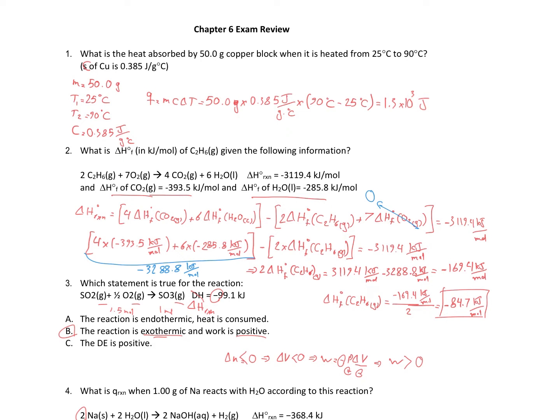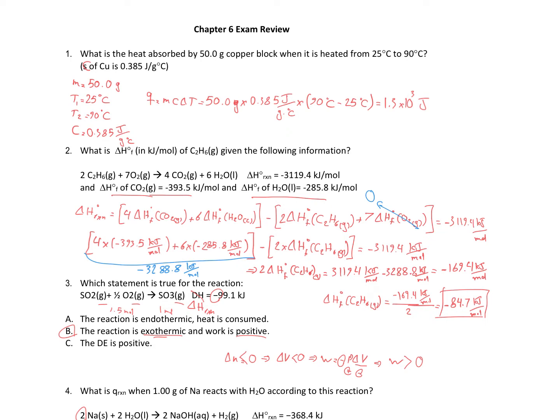So the first question is: what is the heat absorbed by a 50 gram copper block when it is heated from 25 to 90 degrees? So you write down the information. The mass is 50. It's heated from 25 to 90, so T1 is 25, T2 is 90. And C sub S, the specific heat capacity of copper, is given. So you want the heat Q, which is equal to m C delta T. So you just plug in the numbers and you find the answer as 1.3 times 10 to the third joule.